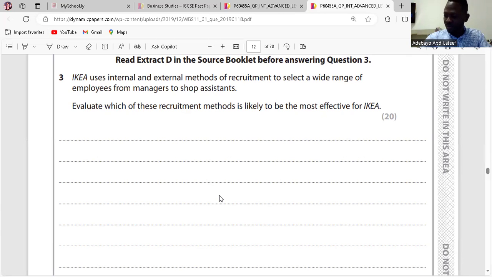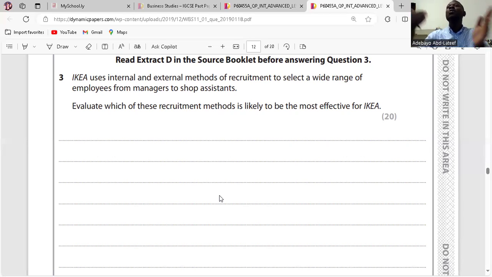That's the first advantage. 2, IKEA knows the employees very well, as it can determine if they are enthusiastic and creative. IKEA is looking out for employees that are enthusiastic and creative. So one of the advantages of internal recruitment is that the business knows the employee very well, and the employee knows the business too. Knowing the employees very well means that you would know the employees that are enthusiastic and creative. They can invite them for interview. Is it clear?